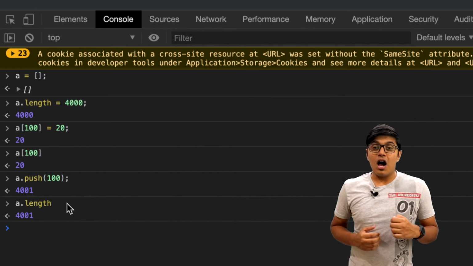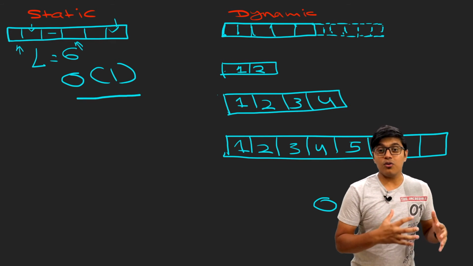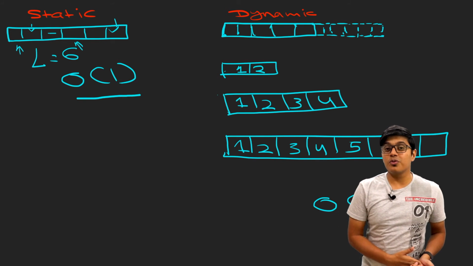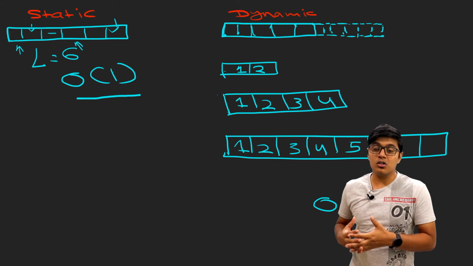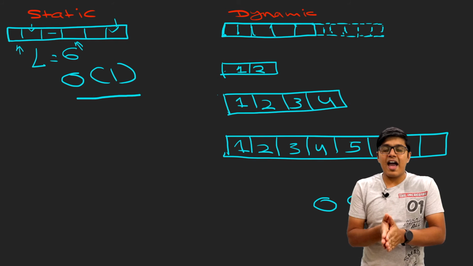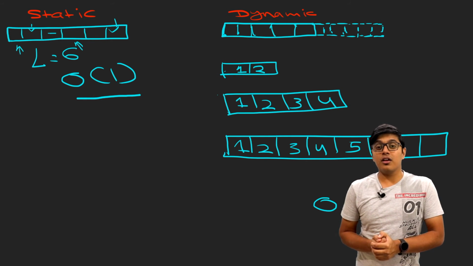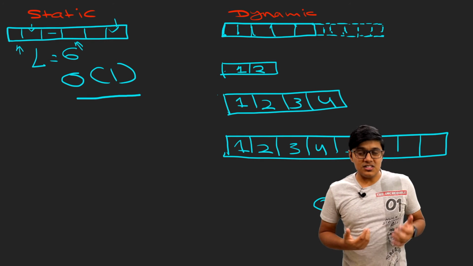So that's it for today. Today we saw what a static array is and what a dynamic array is, where the static array is useful and where the dynamic array is useful, and how you can do a little hack to get the benefit of the static array in the dynamic array in JavaScript.